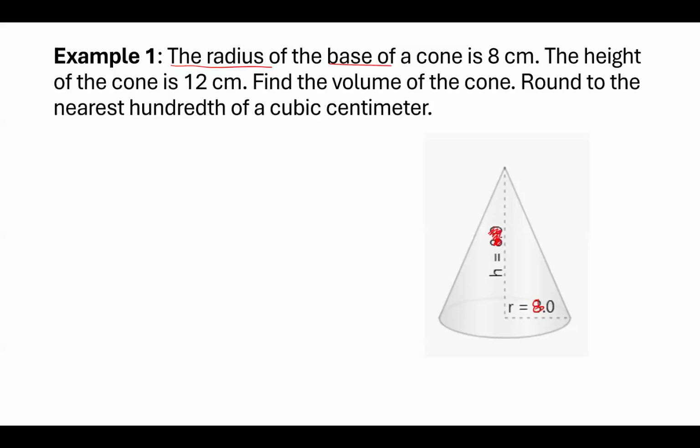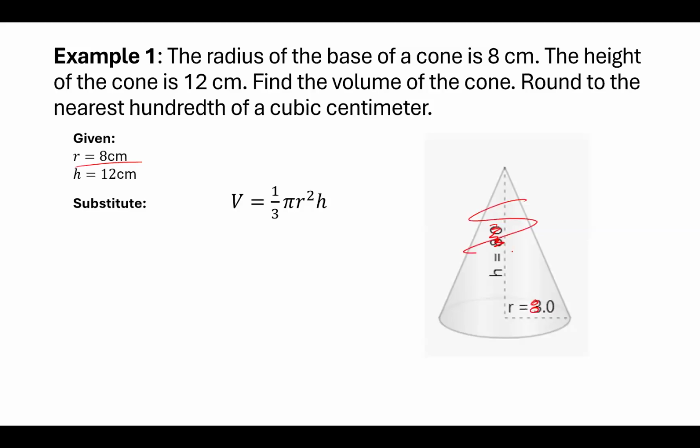Wow, I wonder why my numbers are so different. The height is 12. Okay, so then let's use the formula. The picture seems to have switched them out. I'm not going to change the picture, but the radius is 8 and the height is 12. This is my formula. To find the value, I substitute those values. So it's 1/3 times pi times radius squared, which is 8 squared, and then times height, which is 12.